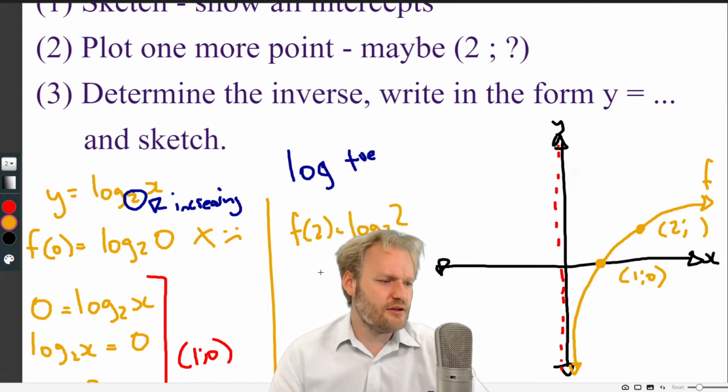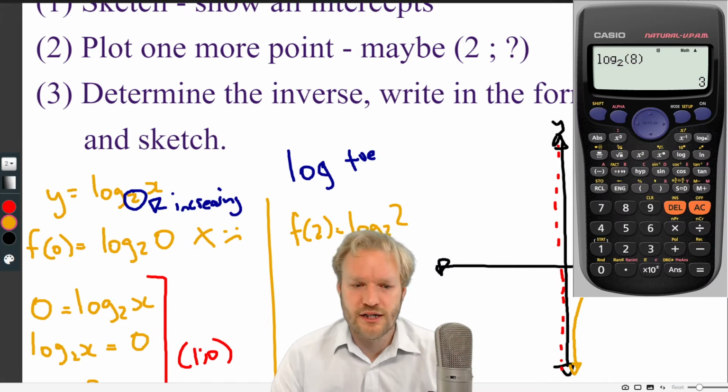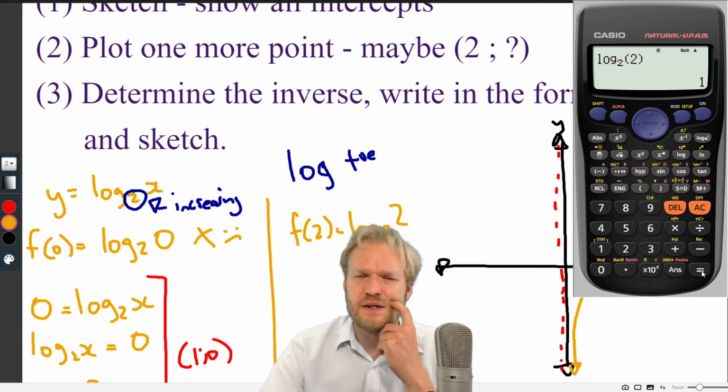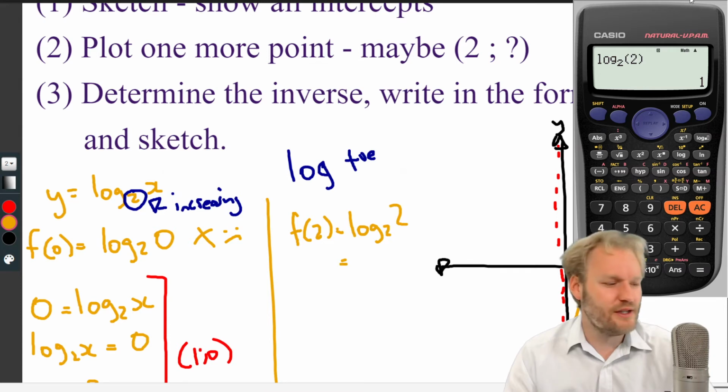So you might go, okay, well, you know what? I'm just going to get my beloved calculator up. I need mine up on my side. And we're going to go, okay, log base 2 of 2. I'm going to tell you it must be 1. You might go, how do you know that it's going to be 1?